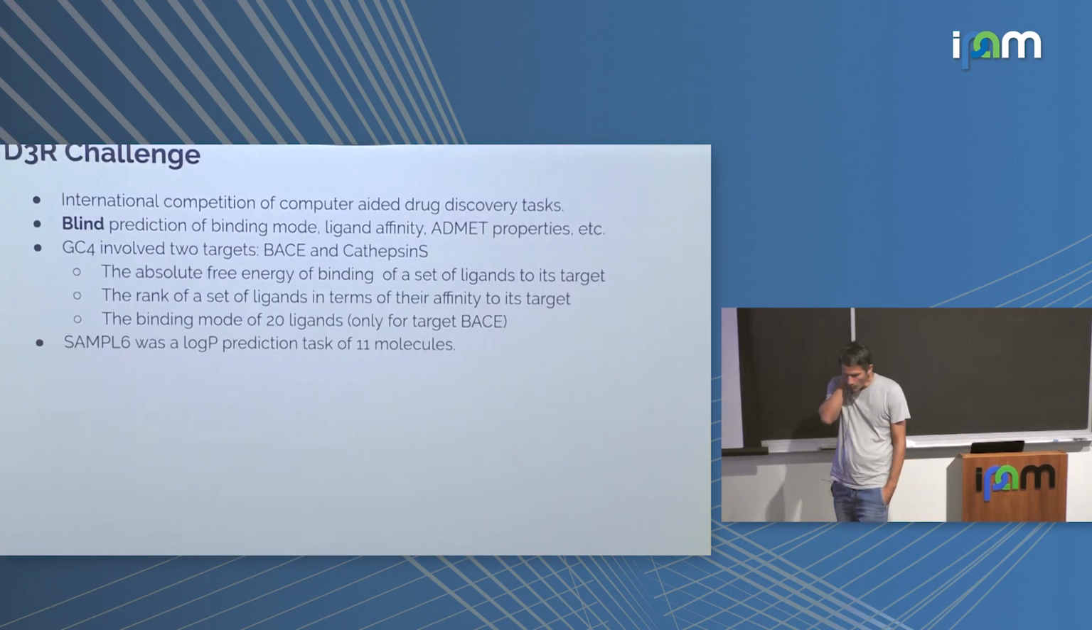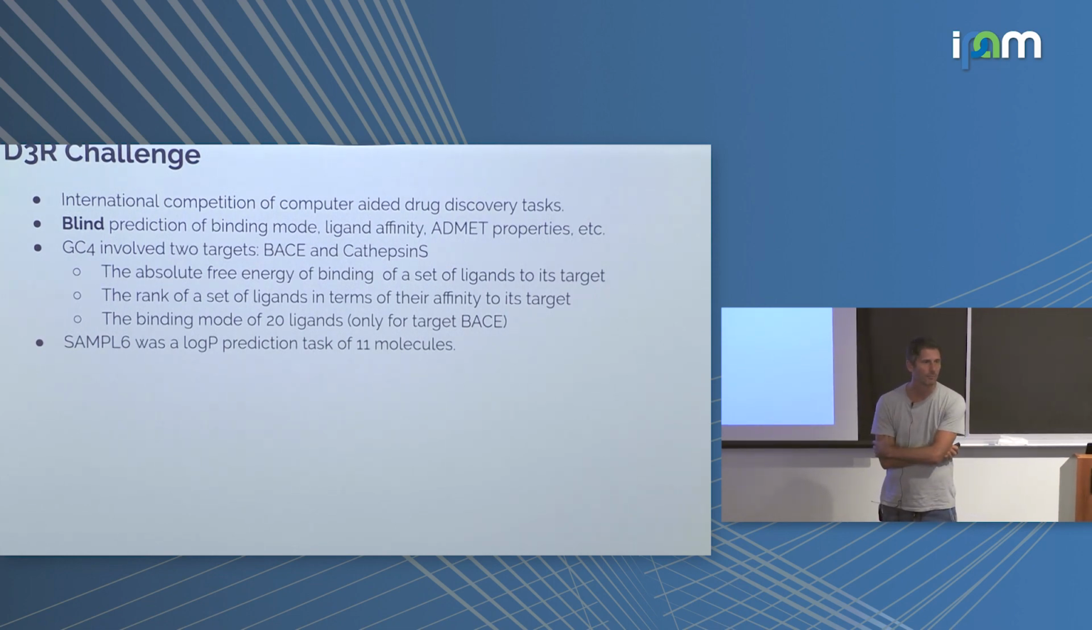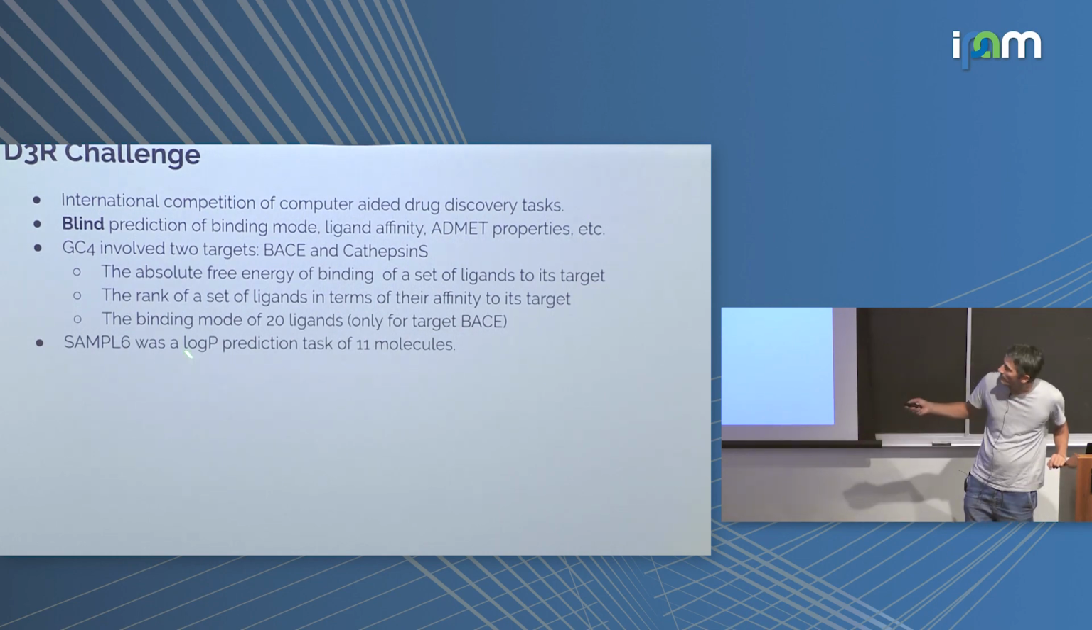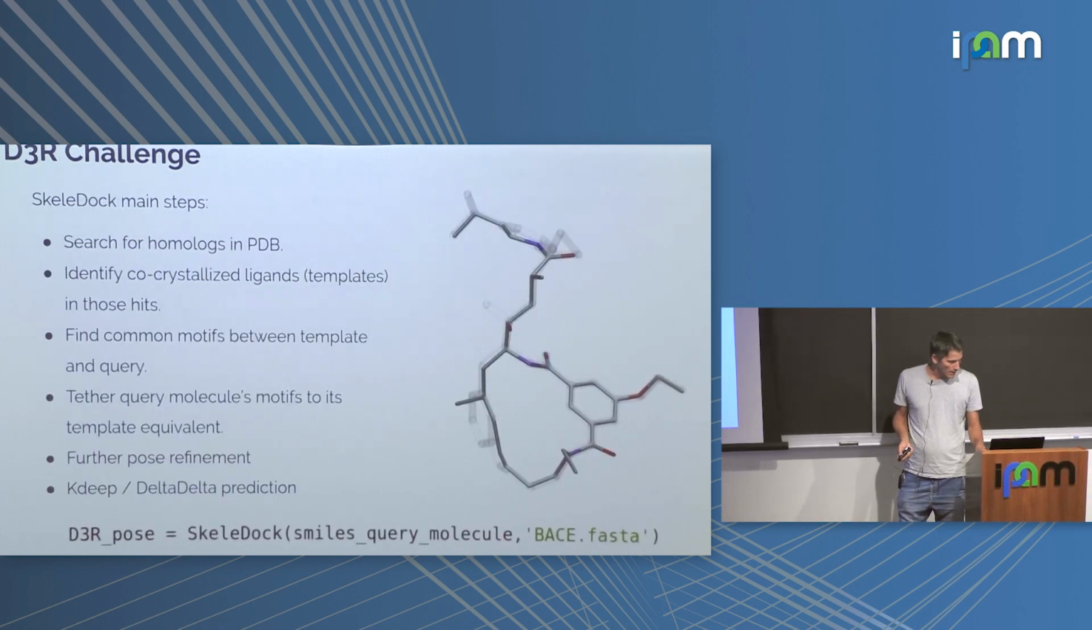So how good are these methods? We like challenges, blind challenges. I think it's really important to do these things. And we applied to the D3R challenge, which is an international competition for computer-aided drug discovery tasks. There were multiple challenges, like blind prediction of binding modes and affinity, and so on and so forth. And also we applied to the SAMPL6 challenge, which is logP prediction.